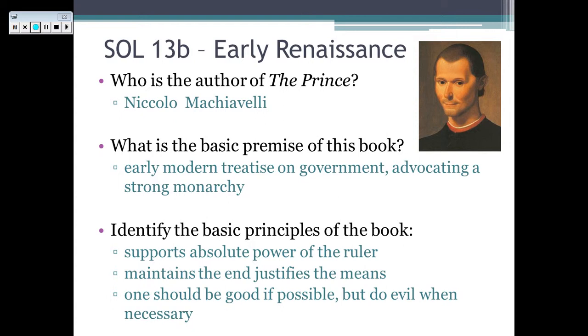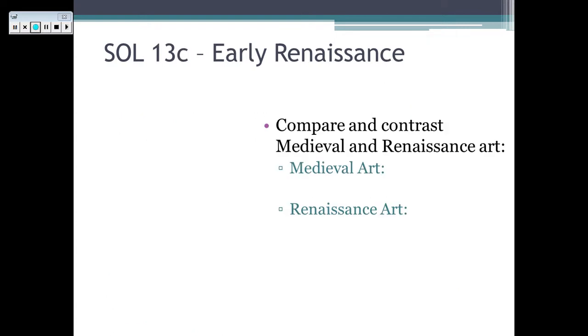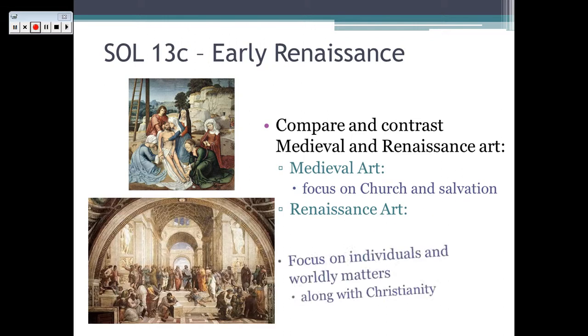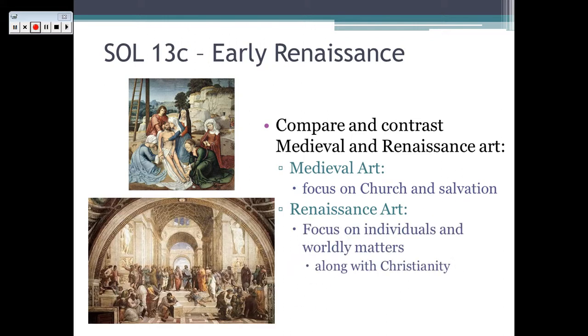Alright, compare and contrast medieval and Renaissance art, just so we make sure we're clear. Medieval art has a focus specifically on church and salvation, whereas Renaissance art focuses on individuals and worldly matters, along with a mix and touch of Christianity, but it more glorifies the self. Humanism would be one way of saying it.